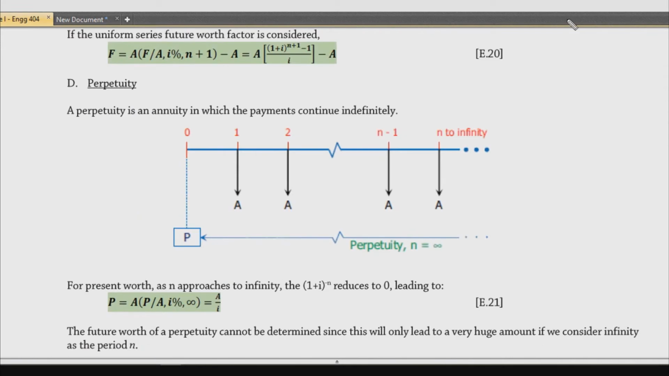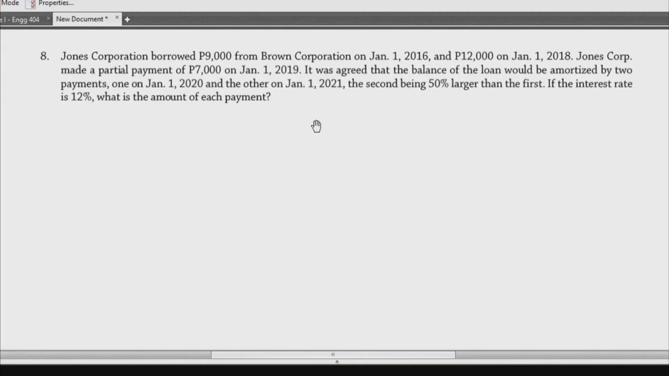So let's head into the problems for your annuities. Now for number 8, we have Jones Corporation. So it borrowed 9,000 from Brown Corporation on January 1, 2016 and 12,000 on January 1, 2018.